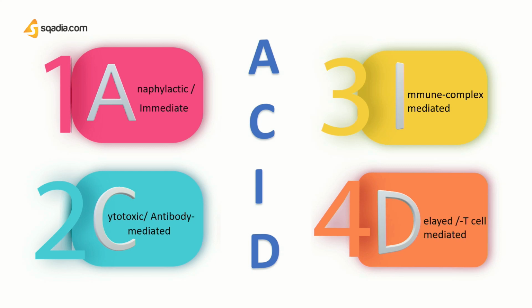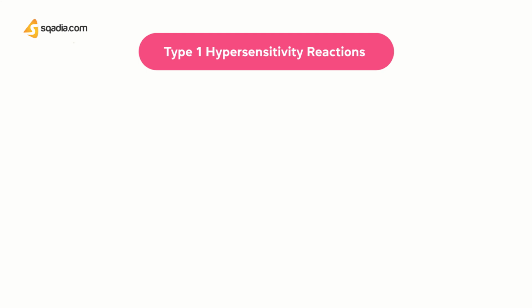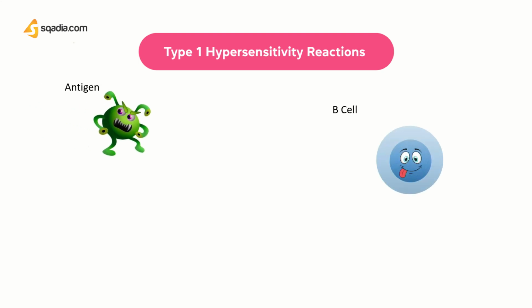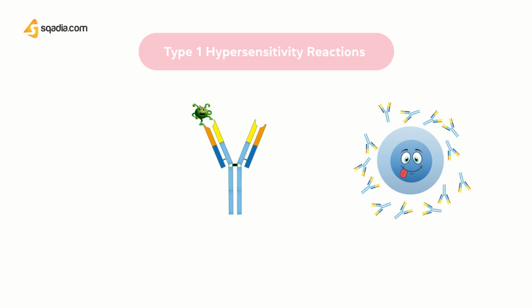So let's start. First of all, we'll talk about the type 1 hypersensitivity reactions. Well, in type 1 hypersensitivity reactions, an antigen from the environment stimulates the B cells for the production of IgE antibodies. These are specific for that antigen.